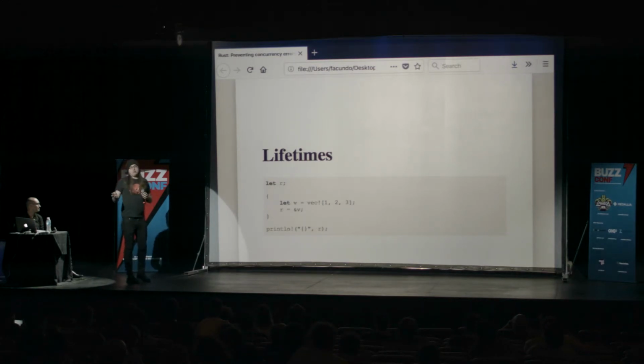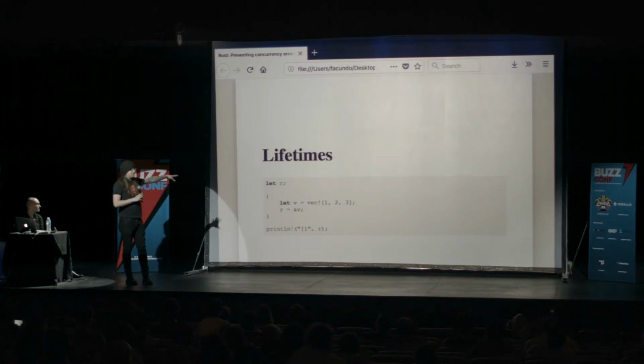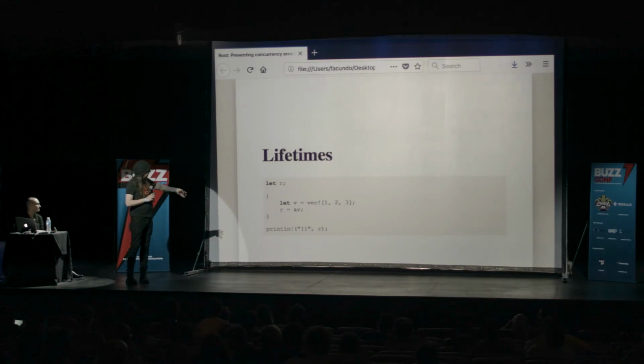Okay, so here's the problem that lifetimes solve. Let's say we have some variable we declare, r, and since we declared it here, it's going to go out of scope at the end of this block of code, right? You declare something and it's in scope until then.